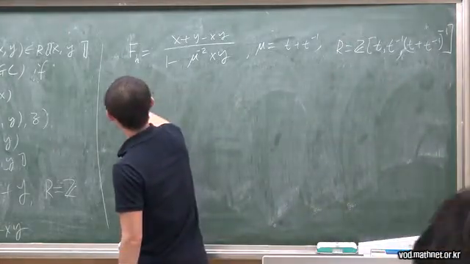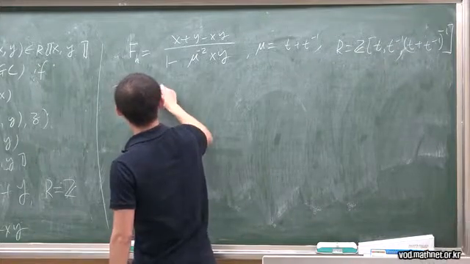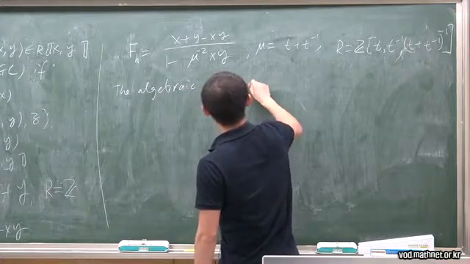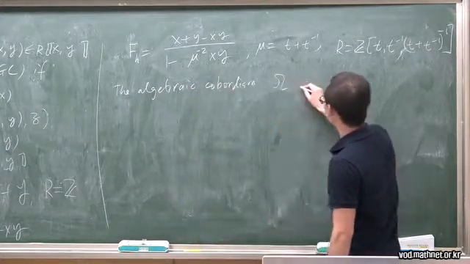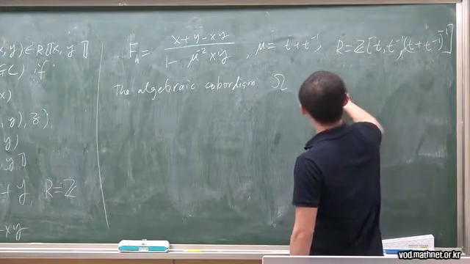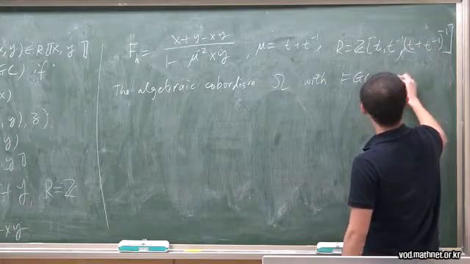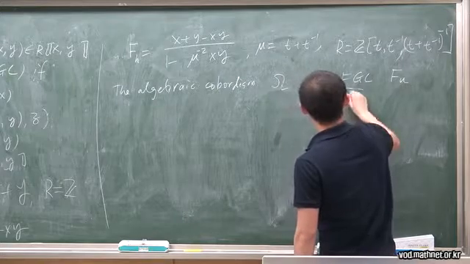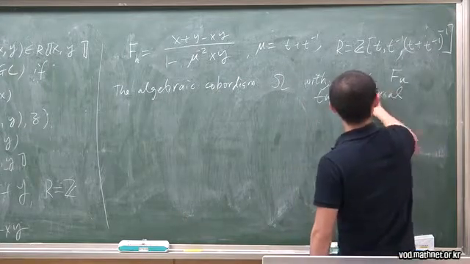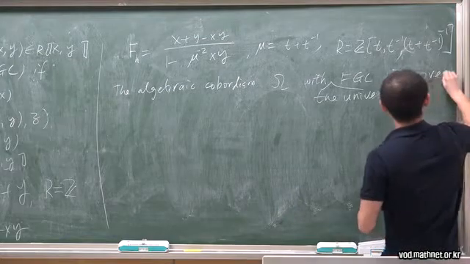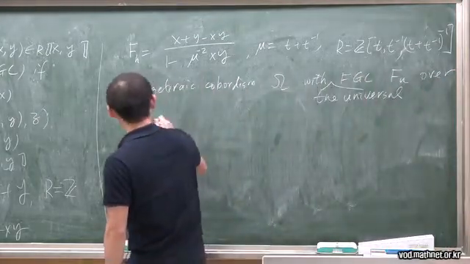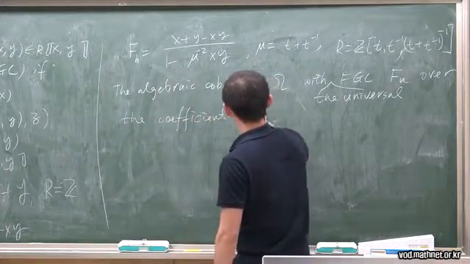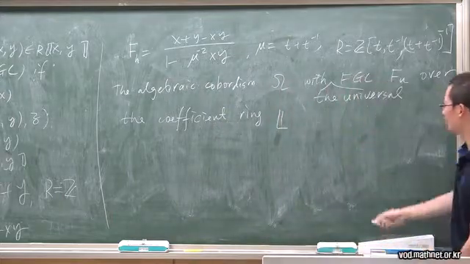Now the last one is the algebraic cobordism, denoted by Omega, and this formal group law denoted by FU, the universal formal group law, over this coefficient ring, so that's called the Lazard ring.